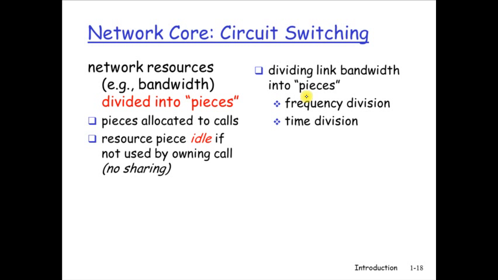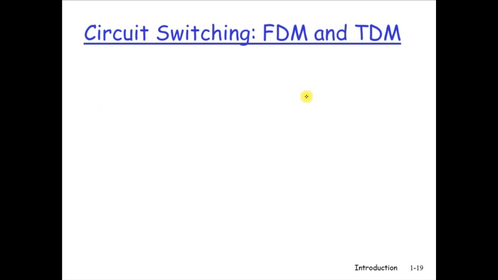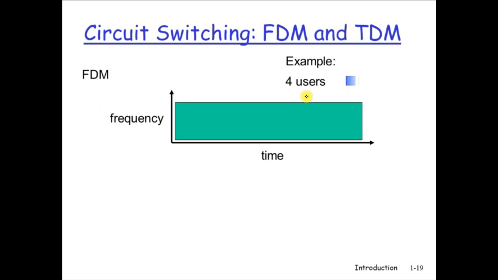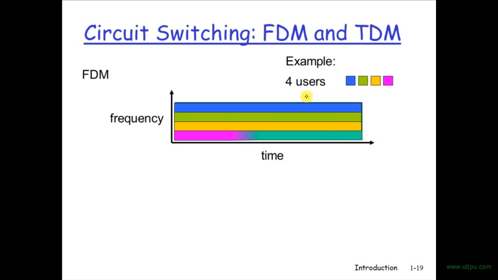Okay. And how to divide those resources? There are two different ways. You can divide according to frequency. So we call FDM, frequency division multiplexing. So for example, you have 4 users. Then you can divide the frequency into 4 different frequency ranges, okay? And each band is assigned to one specific user. So each user will basically transmit over this frequency band.